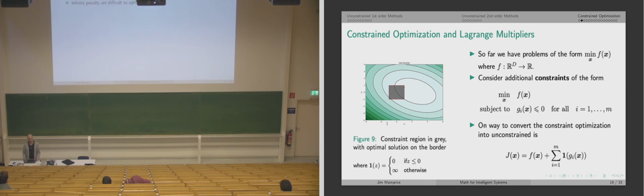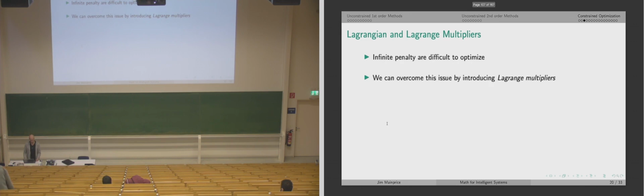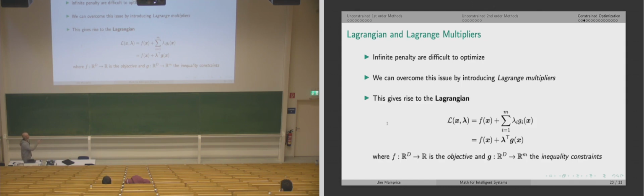But this doesn't optimize super well with these infinity penalties, because how do you even define the gradient for infinite values? So we can overcome this issue by introducing something called the Lagrange multipliers and the Lagrangian. And so this looks like this. You have the function value, and we add the constraints to the objective, multiplied by something called the Lagrange multiplier, and it's this guy here.